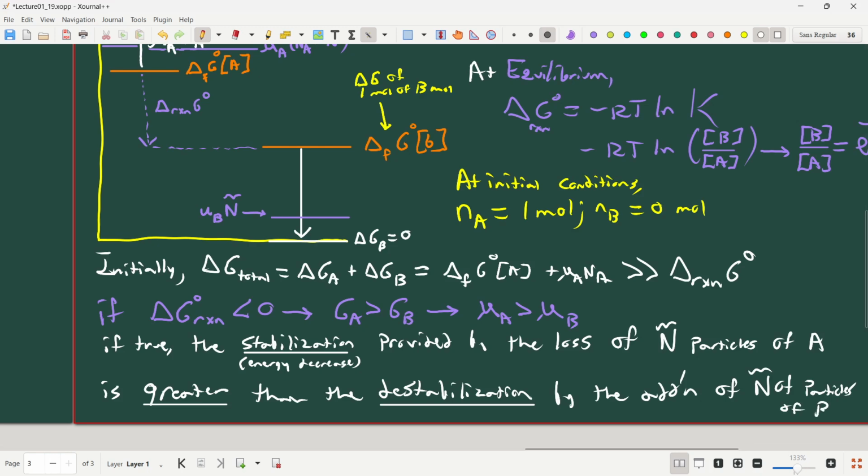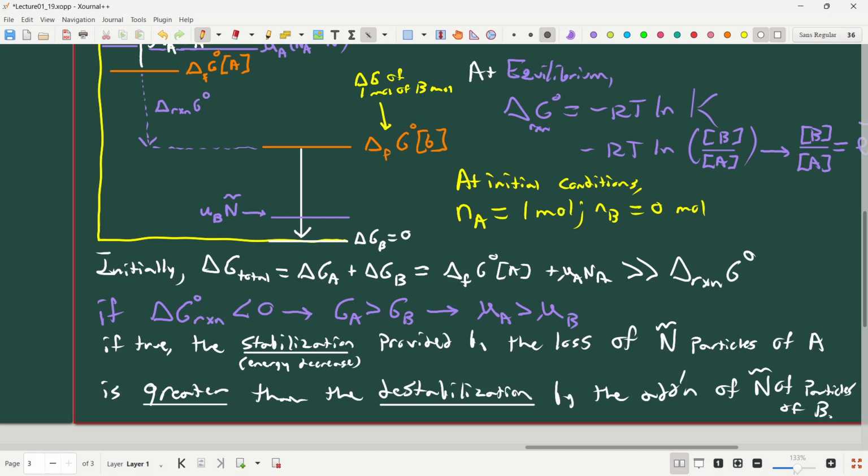Right? The stoichiometry says every time I lose a particle of A, I have to gain a particle of B. So every time I lose a particle of A, I lose mu A energy, and I gain mu B back by making B. But mu B is less than mu A because B is more stable than A.